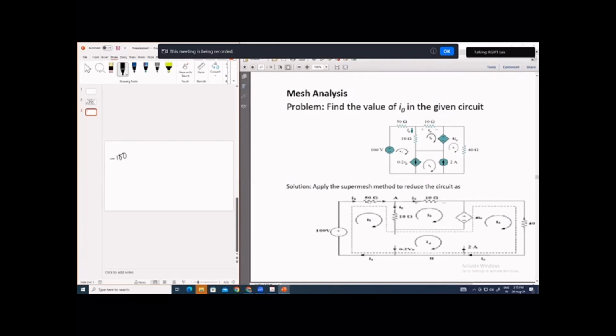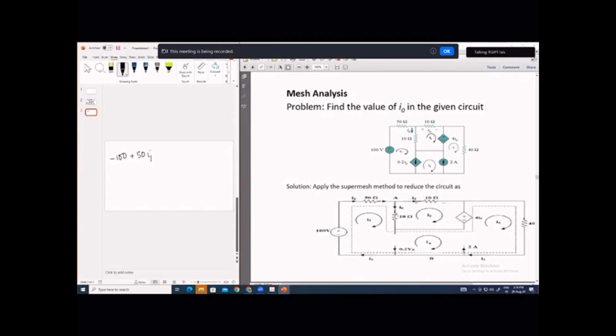Then, moving in clockwise direction, you will encounter the 50 ohm resistance. In the 50 ohm, the only current flowing is I1. Based on our assumption, no other current is flowing. I1 is moving from left to right, so plus sign will be on this side and minus sign on this side. Moving in clockwise direction, you will encounter the plus sign first. So it will be plus 50 I1.